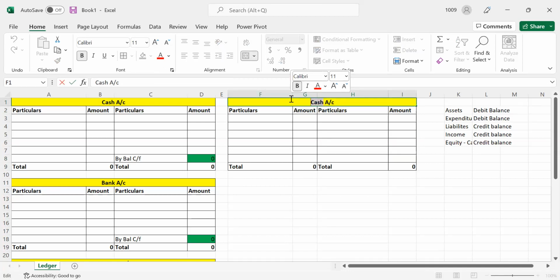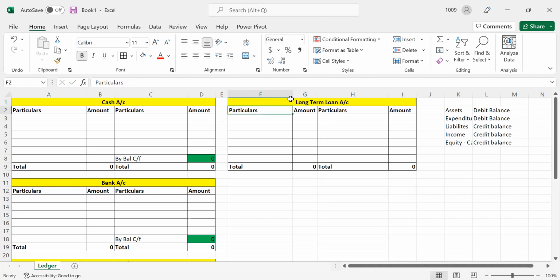If we talk about the liability, let's say long-term or short-term loan. If we talk about the long-term loan, that will be related to, let's say, the loan we have taken from the bank. So here the transaction will be: the bank has given loan, by bank, let's say $20,000, and here the balance will be balance carried forward.